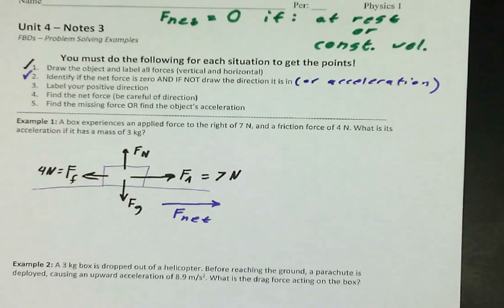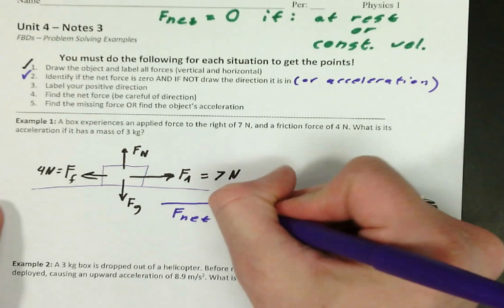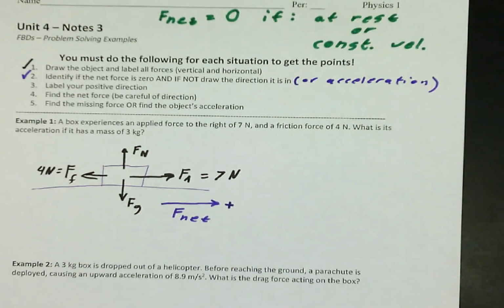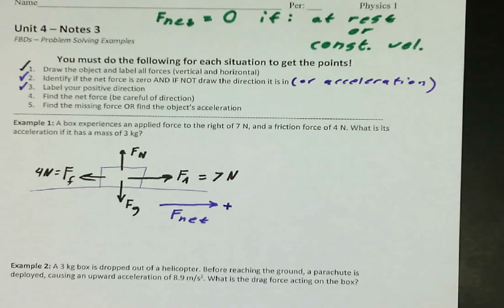Just because the net force is right doesn't mean it's moving that way. But in this case, I'm pushing it right and it's moving right. So I'm just going to put a plus in front of the net force, because that's going to be my positive direction. Okay, and now I've got all the setup stuff done. I've drawn it, I've labeled it, I found the net force direction, and I labeled my positive direction.